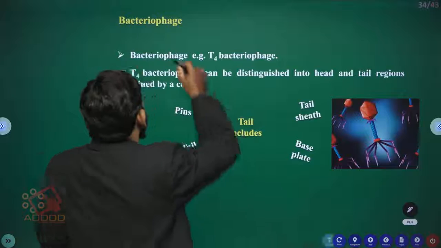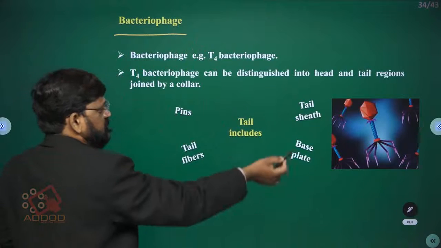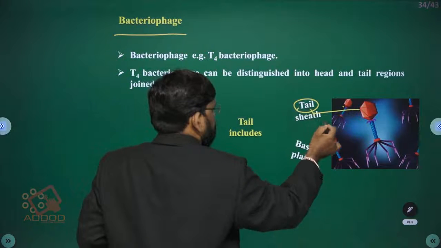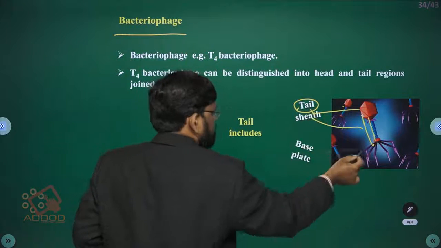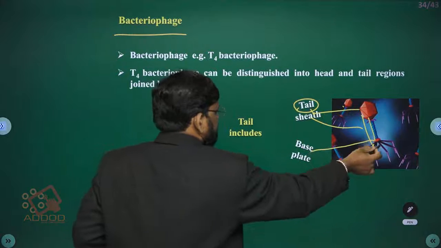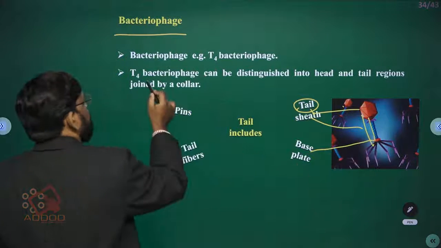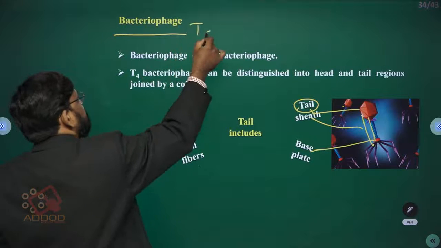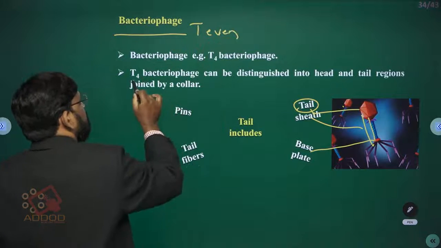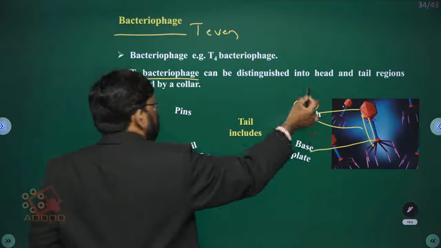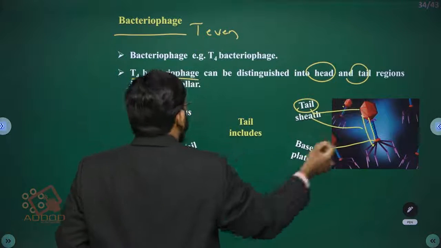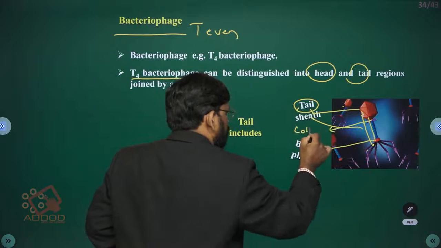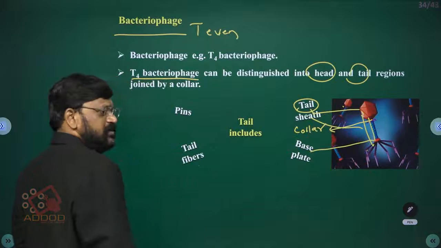Next, bacteriophages. Just now we studied this: this is the tail, this is the tail sheath, and this is the base plate, which has tail spikes and tail fibers. We can call them T2 or T4, T-even. This T4 bacteriophage can be divided into two parts, head and tail. Between the head and tail there is a small region called the collar, whose function is unknown till today.